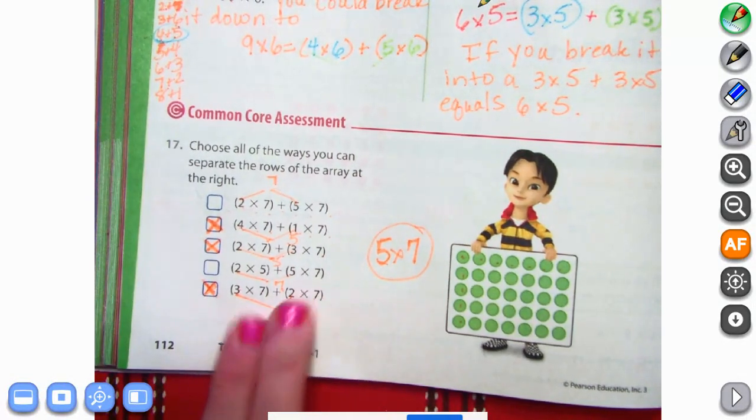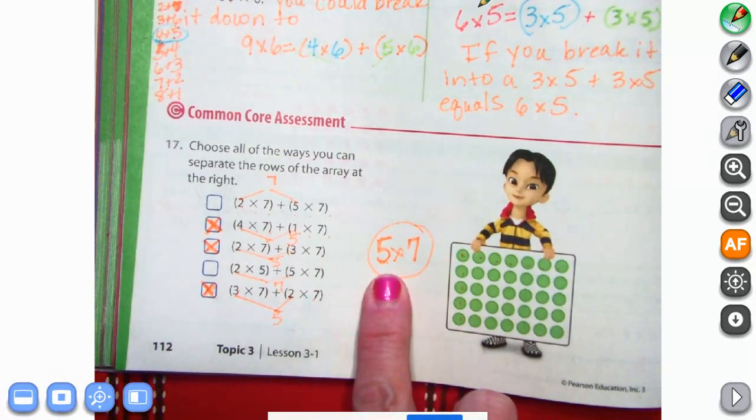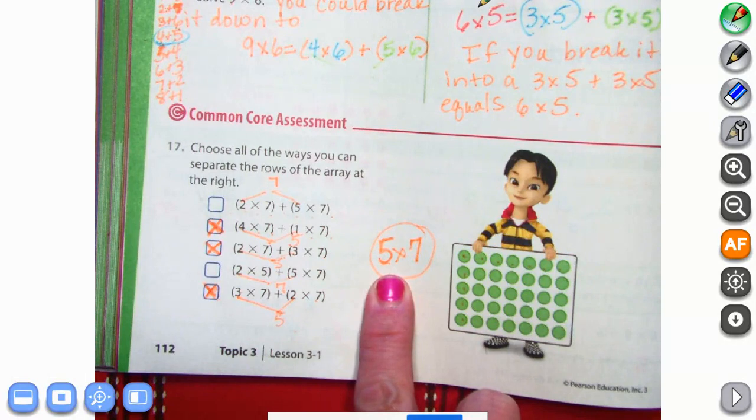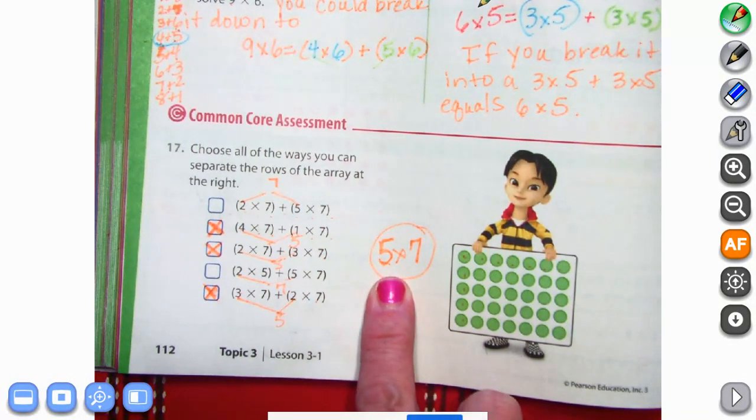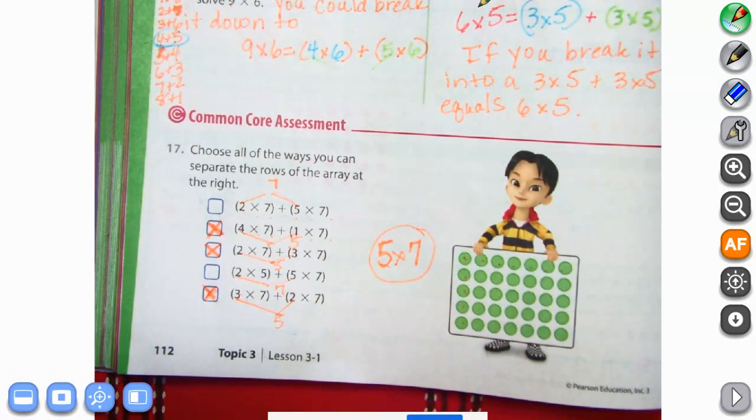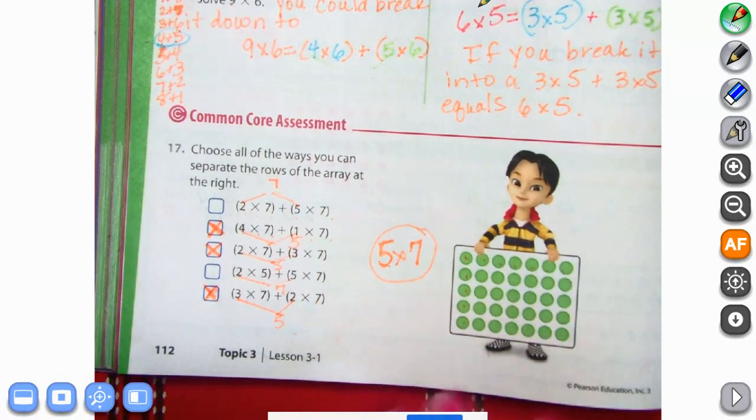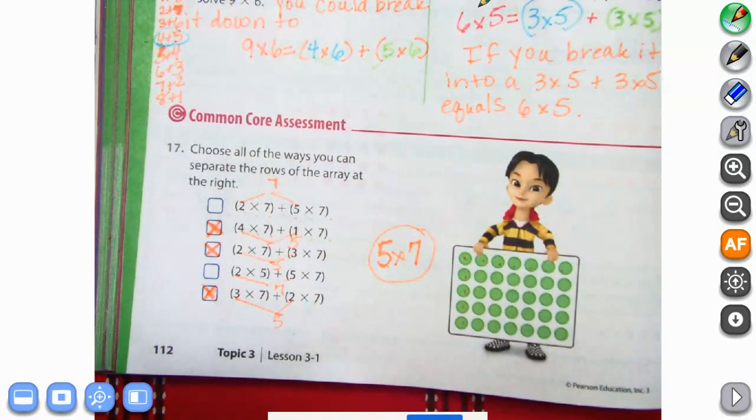Because when we put these together, the main number should be the same. A 4 plus a 1 is a 5. A 2 plus a 3 is a 5. A 2 plus a 5 is a 7. That won't work. Okay? And we're not talking commutative property here. We're just talking about the array as it is.